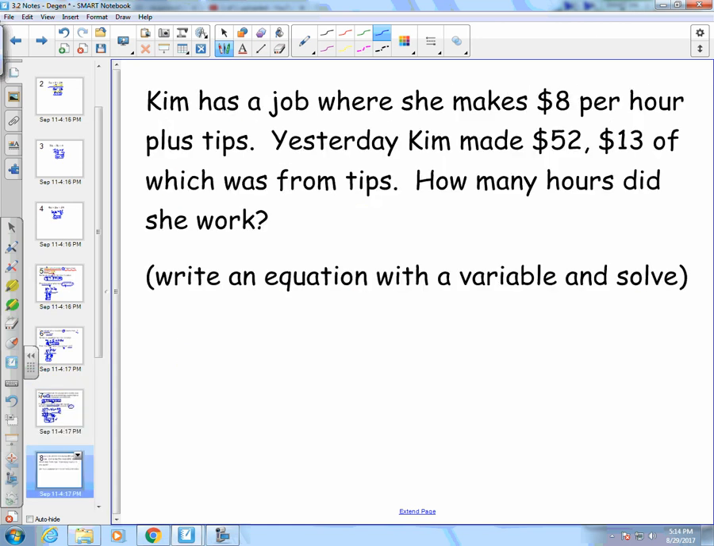Kim has a job where she makes $8 per hour plus tips. Yesterday, Kim made $52, $13 of which was from tips. How many hours did she work? You need to write an equation with a variable and solve it. You want to take a stab at writing an equation? Stop the video, you try it.